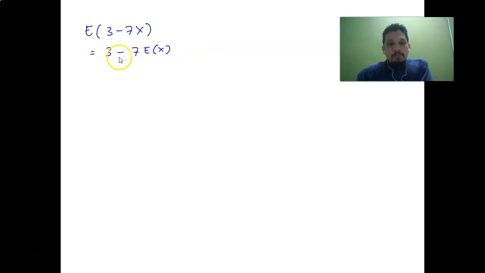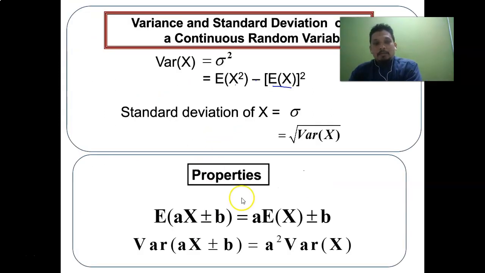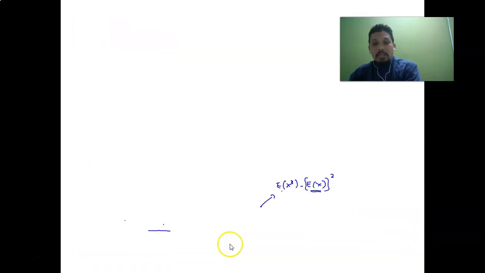The question wants us to find the expected value of 3 minus 7x. So for this one here, it is 3 minus 7 times expected of x. So refer to the formula: expected of ax plus b is b plus a times the expected of x. For variance, we take the constant with the variance of x, a squared.